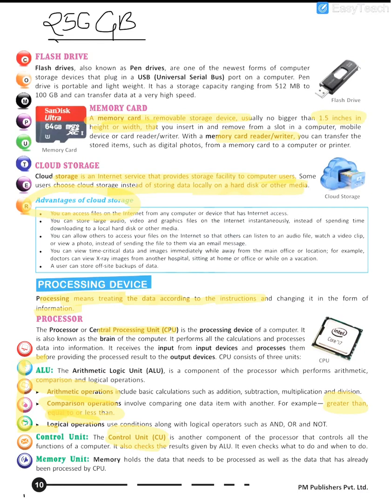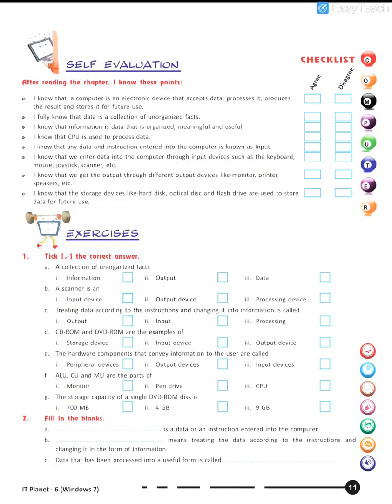The control unit is basically controlling all the activities of the computer, whereas the memory unit is responsible for storing the data or the processed data. Okay, so now we will move on to the exercises.